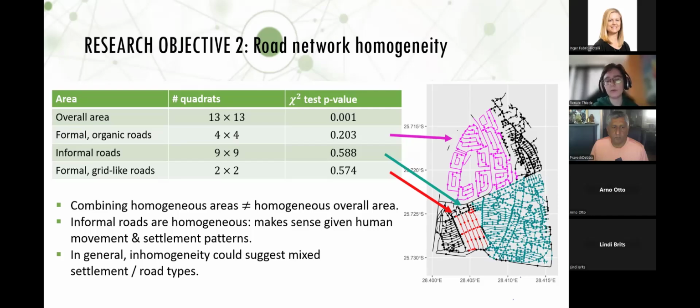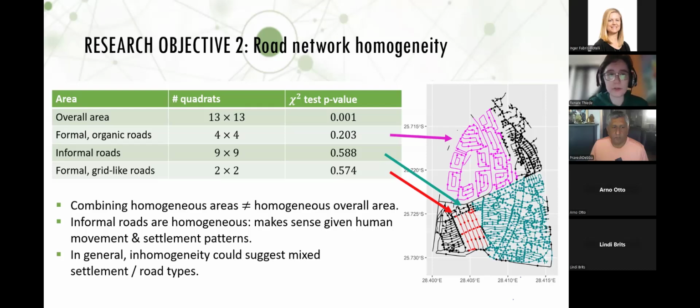But then when I divided the different areas up with my intuition, looking at what seems to be a neighborhood, of course, I also used the satellite image for this, not just the road network, then they were homogeneous internally, which is great because that shows that the test kind of does what it's supposed to do. It will tell you, yes, this is one neighborhood, it's homogeneous, or, oh, these are different neighborhoods put together, that's inhomogeneous.